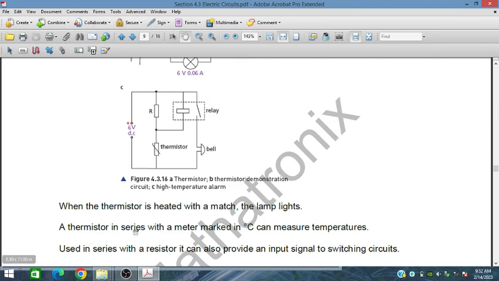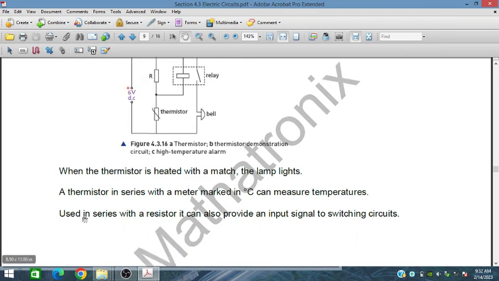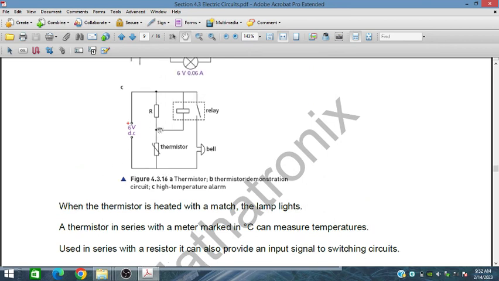A thermistor in series with a meter marked in Celsius can measure temperature. Used in series with a resistor, it can also provide an input signal to a switching circuit. So this can be used to switch this circuit, so the bell will ring.